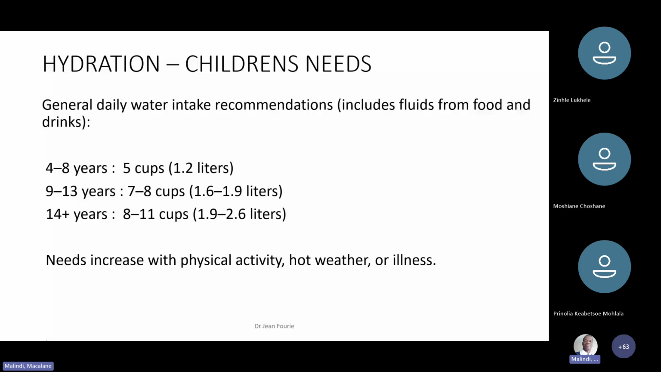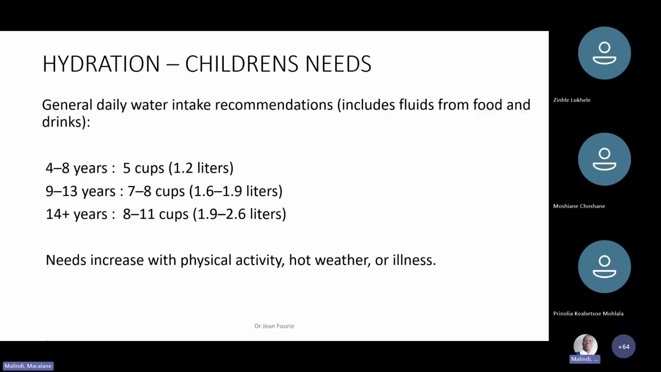And there are daily recommendations of how many liters or cups of water children should be drinking. Generally, 4 to 8-year-olds should be drinking 5 cups of water a day. 9 to 13-year-olds, 7 to 8 cups, and 14 years and older, 8 to 11 cups of water. Remember, this includes water that comes from your food, if you've got sauces, and there's water generally in most foods that we eat. And these are recommendations that you can change depending on the increases in physical activity and the weather conditions.